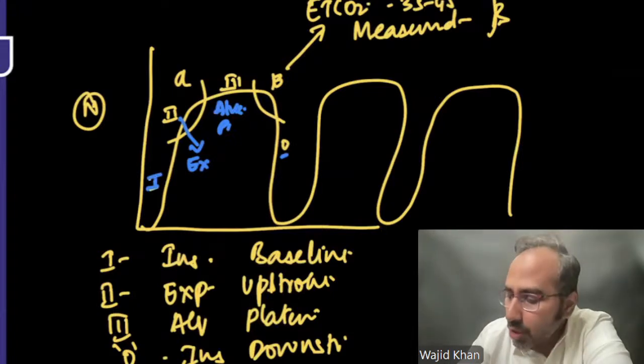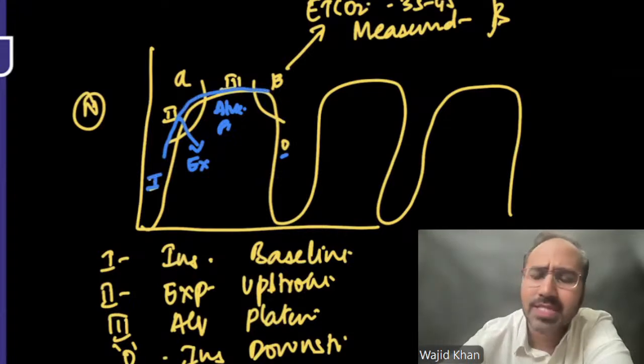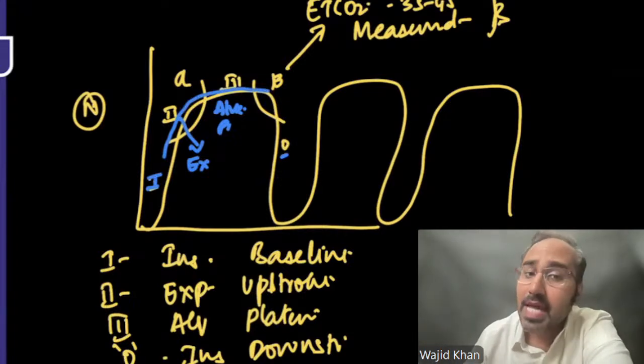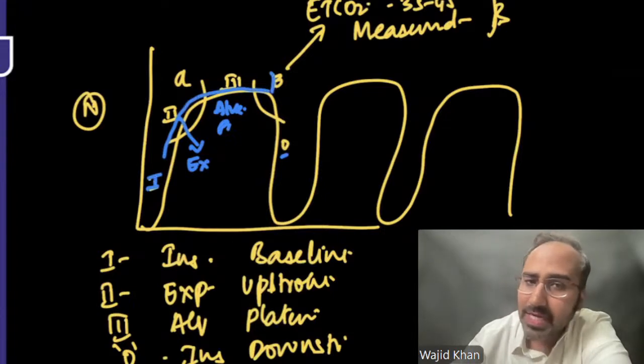Here the patient begins to exhale carbon dioxide. He is exhaling, exhaling, and at this point, maximum exhalation of carbon dioxide is seen. Hence, this angle called beta, which is the angle between phase 3 and phase 0. At this angle, we measure the EtCO2.